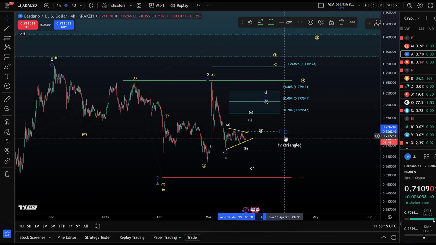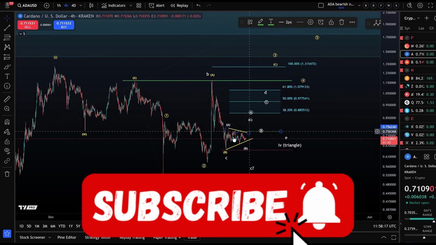Now we have to pay attention to this zone for the start of the E wave down, but let's first see if the price can break out of this narrow range. Might only be after the weekend, to be honest.